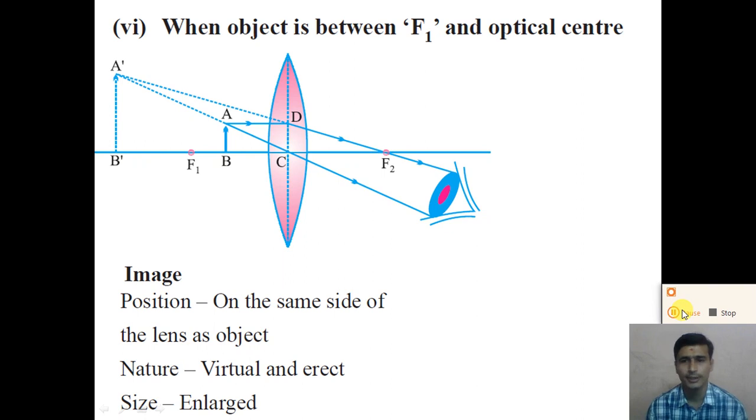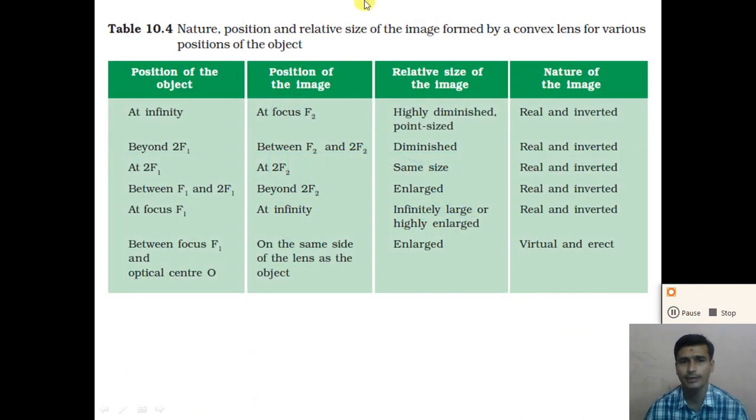So dear student, understand how the image is formed by the convex lens with the different positions of the object. Understand, dear student, all the 6 cases, right? Let us summarize all the 6 cases in the form of a table. The first case is when the object is at infinite distance, the image is produced at the principal focus f2, the size of the image is highly diminished, or we can say point size, and the nature of the image is real and inverted.